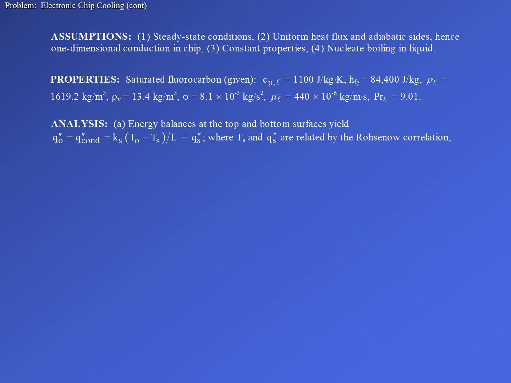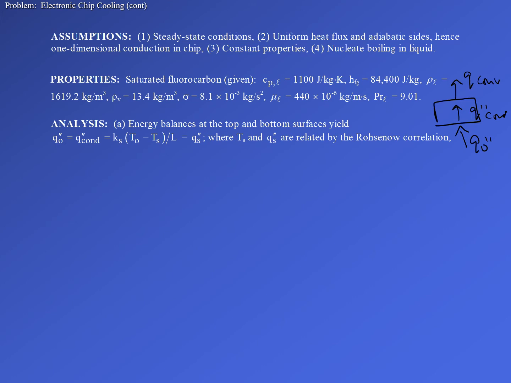So let's solve this problem. Now this chip that we have is getting heat from the bottom. So from the bottom you are getting Q naught double prime, and that is conducted into the chip. So you have Q prime conduction, and that is then convected to the liquid through boiling. And this is the energy balance we have.